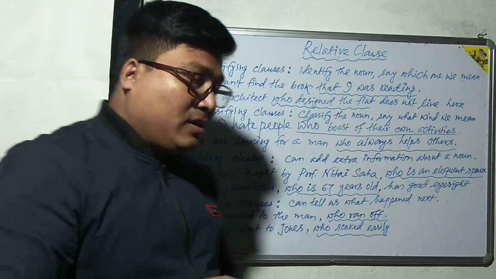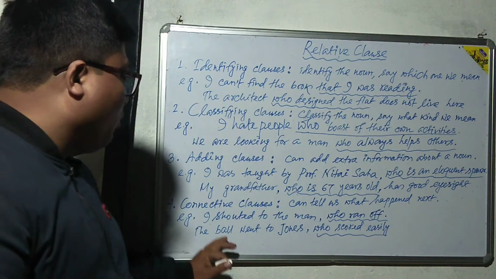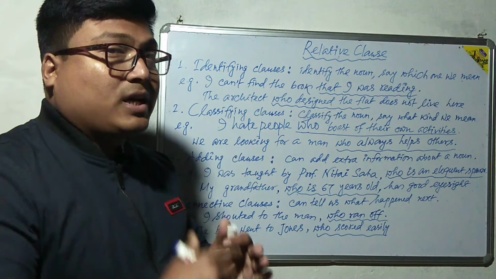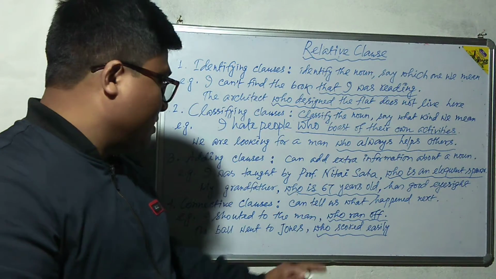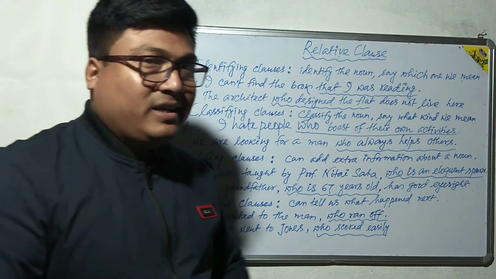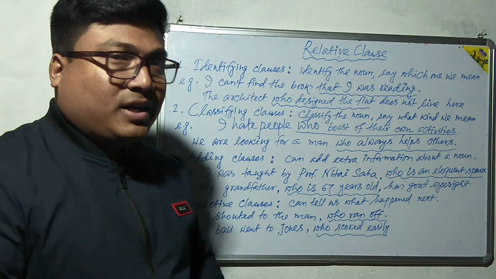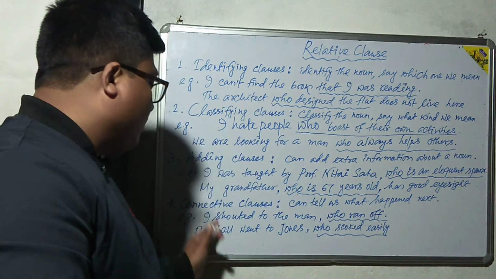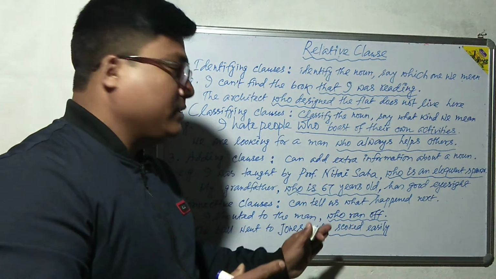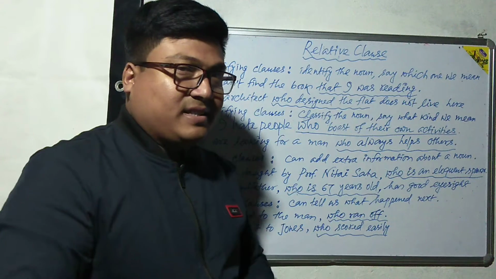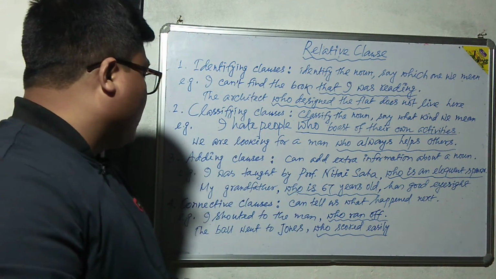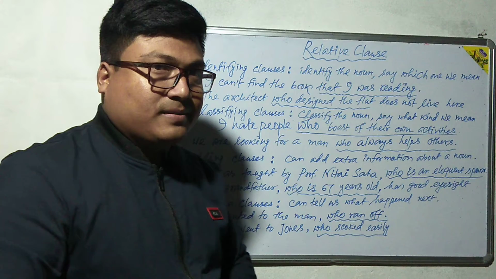Look at the last example. The ball went to Jones. Then what happened next? Who scored easily. We can also use another main clause here. The ball went to Jones and he scored easily. So these two examples are of connective clauses.